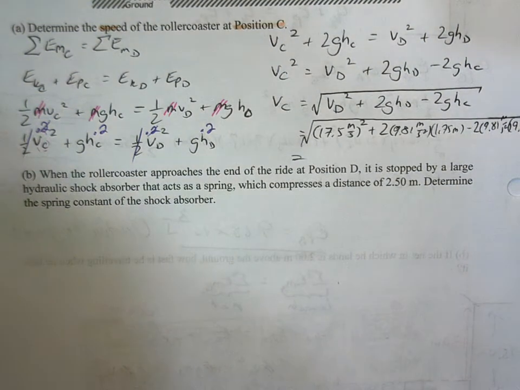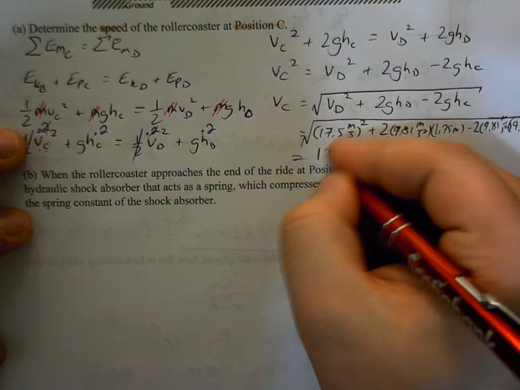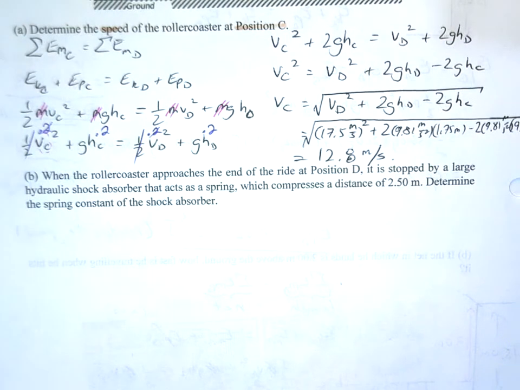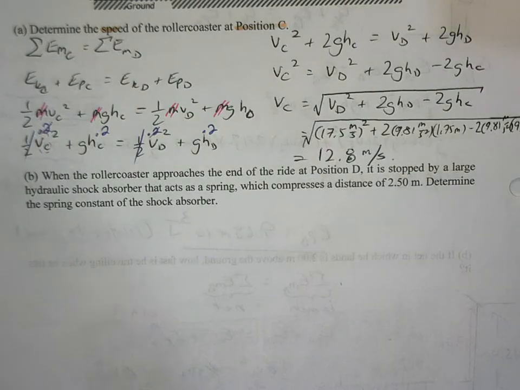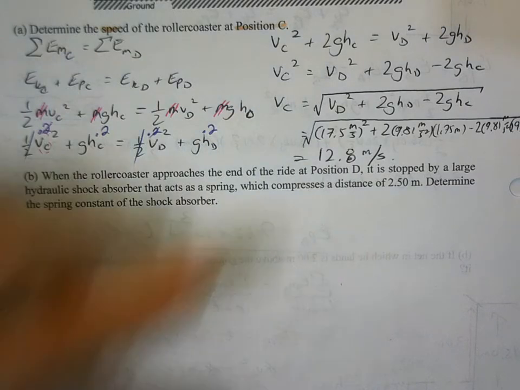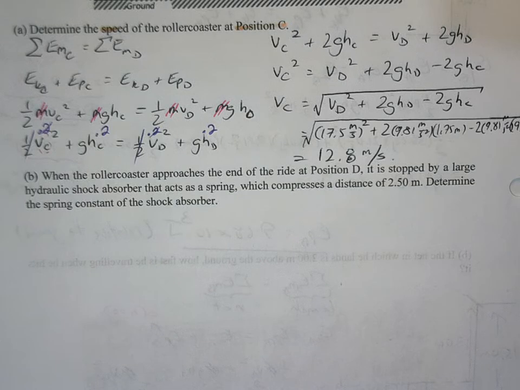So let's see what we got here. So we got 17.5 squared plus 2 times 9.81 times 1.75 minus 2 times 9.81 times 9. So what I'm going to get is about 12.8 meters per second. So what I've been told based on what I have, if I know my speed at D is 17.5 meters per second, at C it's going to be 12.8 meters per second.